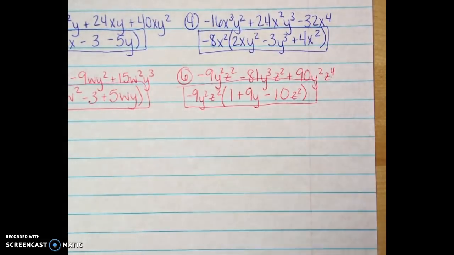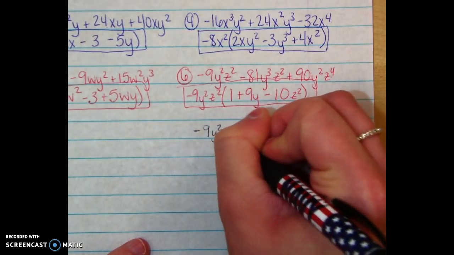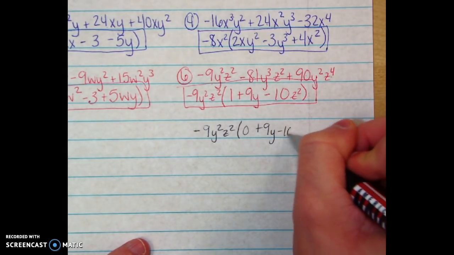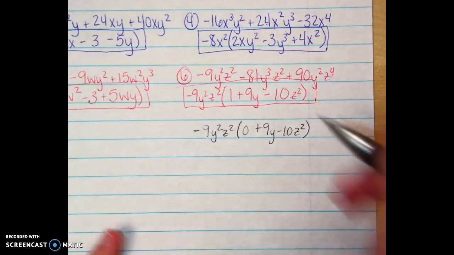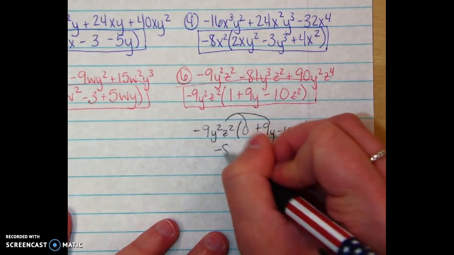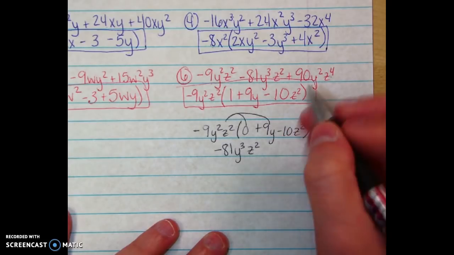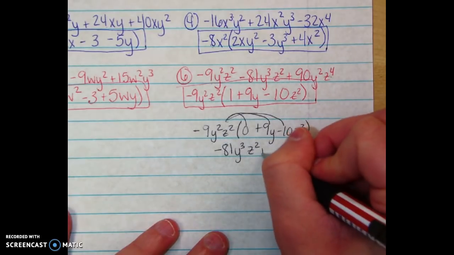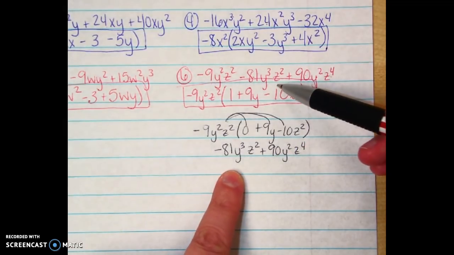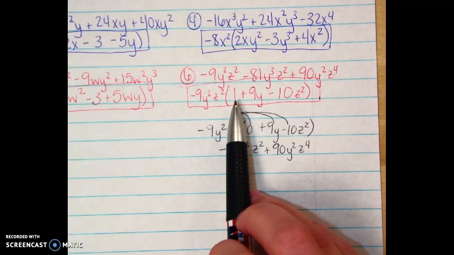So you do not have to write this part of it down, but if you happened to do negative 9y squared z squared times 0 plus 9y minus 10z squared, if you multiply this back out, that times that is just 0, so that's gone. Multiply this, you get negative 81y cubed z squared. And then multiply this, would be a positive 90y squared z to the fourth. So this part matches, and this part matches. But I'm missing that first term. So that's why we have to have that 1 right there. That's the placeholder.